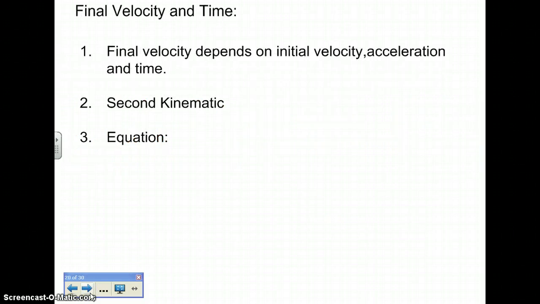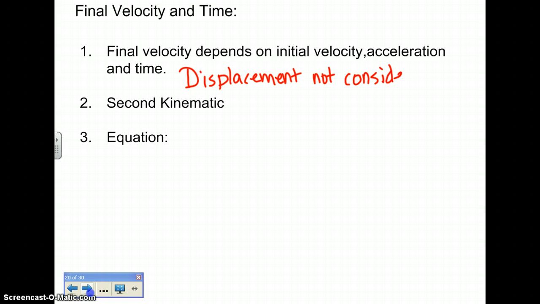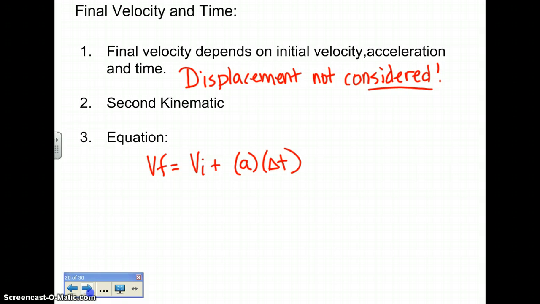The next one that we have then is final velocity and time. So this one's going to depend upon initial velocity, acceleration, and time. Notice how displacement is not considered here. So you don't want to see a delta x in this equation. Therefore, it reads VF equals VI plus A times delta t.